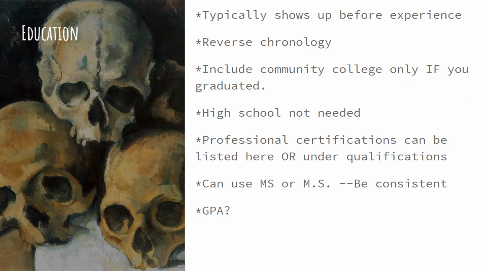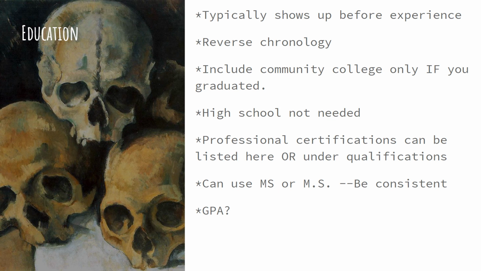Your education usually will show up before your experience. This goes in reverse chronology, meaning whatever is the most recent will show up first. So for most of you, that'll be Grand Valley. And you can list your expected graduation date, right? You don't have to list dates attended. So maybe you have an idea, right? Okay, well, I'm going to graduate in spring of 2020 or whatever. You can list that: expected spring 2020.